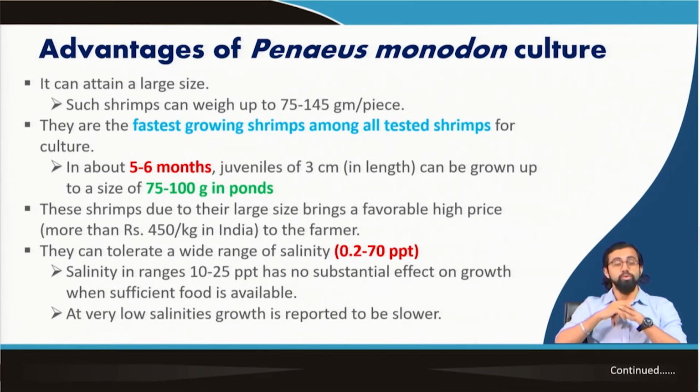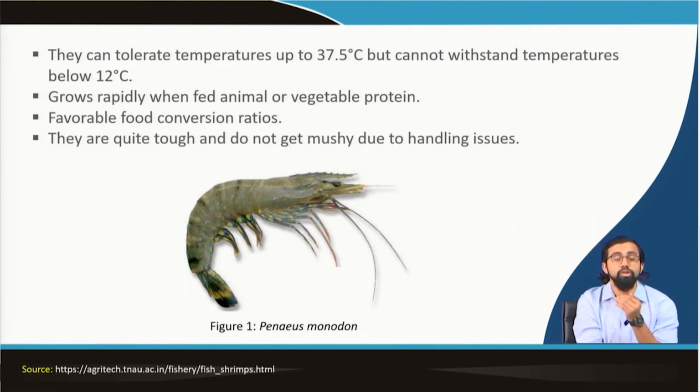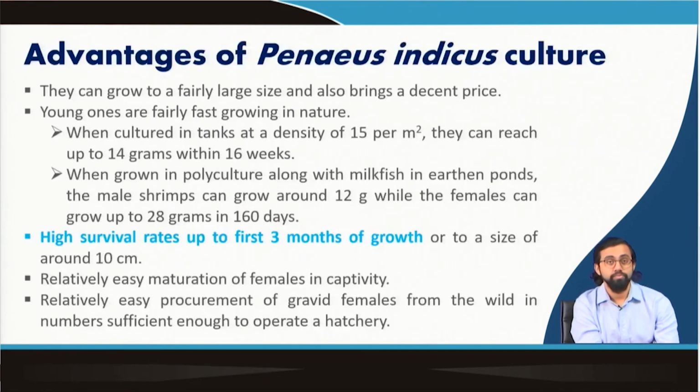As I told you, salinity is a very important factor. Though they can tolerate it, it does not make their life easier. When the salinity level is less than 10 or more than 25, their growth can be affected. They can tolerate temperatures up to 37.5 degrees Celsius and as low as 12 degrees Celsius. It grows rapidly when fed with animal or vegetable proteins, favorable food conversion ratios are seen in this species, and they are quite tough and do not get mushy due to handling issues.